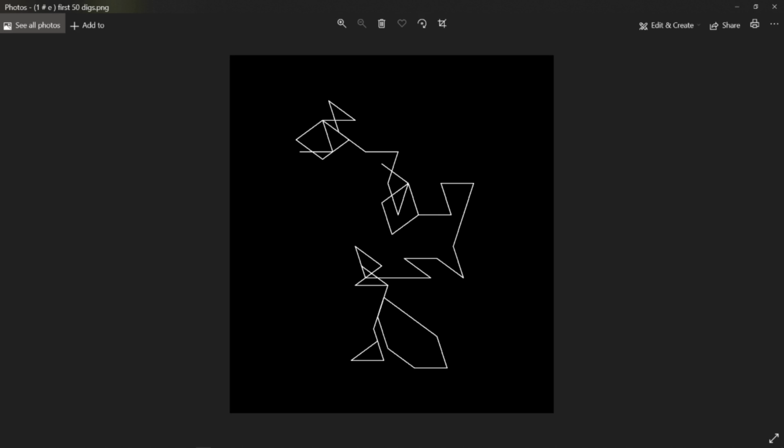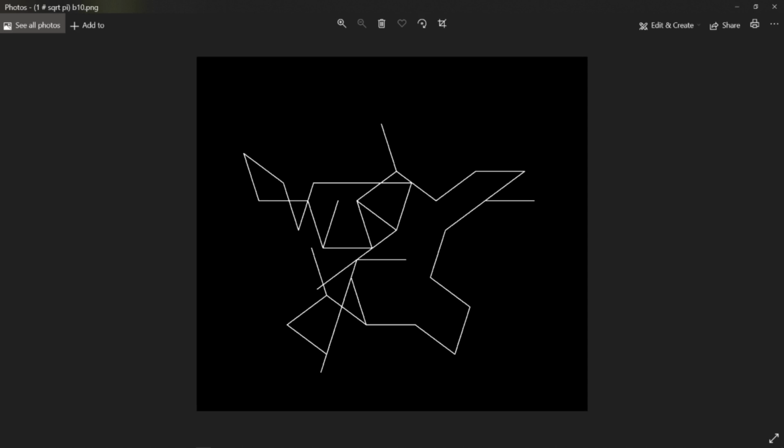Here we have 1 over e, so that puts it in between 0 and 1, which is convenient, as we just graph the digits after the decimal point. This is the first 50 digits of that, presuming base 10, if not otherwise specified. This is 1 over the square root of pi, some number of digits of that in base 10.